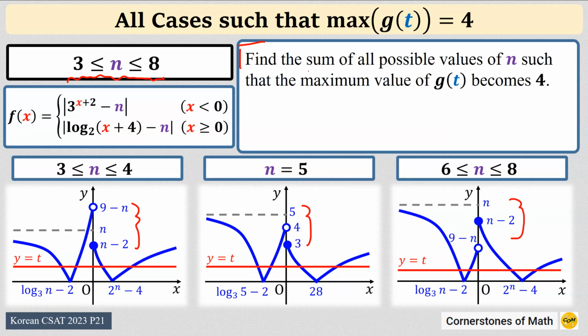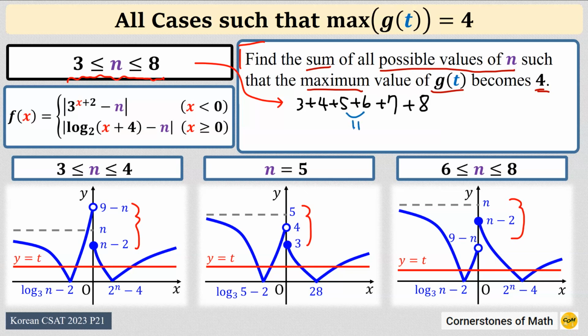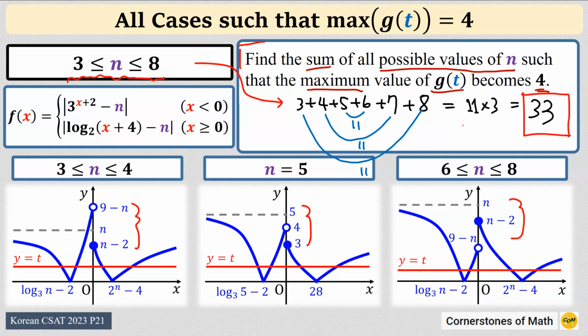So the problem asks us to find the sum of all possible values of n that make the maximum of g(t) equal 4, so we have to add 3 plus 4 plus 5 plus 6 plus 7 plus 8, and this is 11, and this is also 11, and this is also 11, so we have 11 times 3, which is 33. And this is our answer.